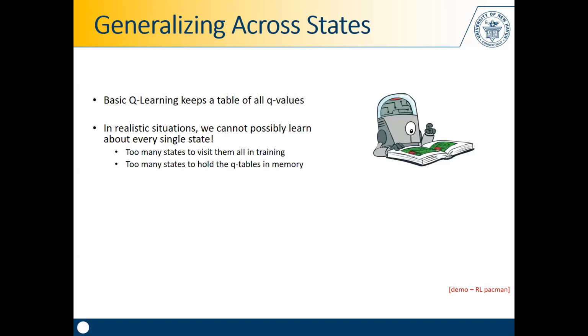In realistic situations, however, we cannot possibly learn about every single state and every single action in every state. There are too many states to completely visit during training, and too many states to hold the Q tables in memory. Essentially, in realistic settings, or even in more complex environments such as Atari games, the Q table becomes really, really large, and populating it and storing it in memory becomes infeasible.